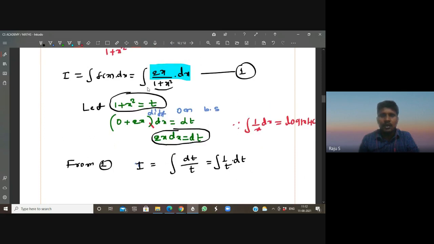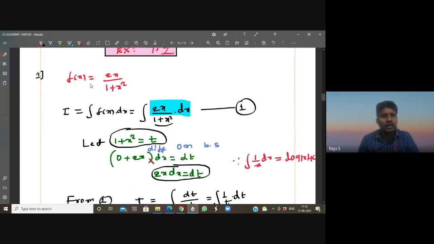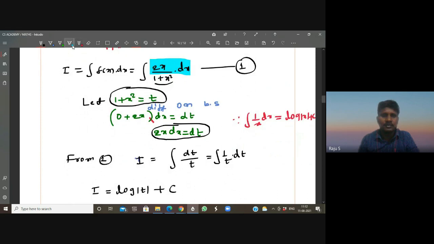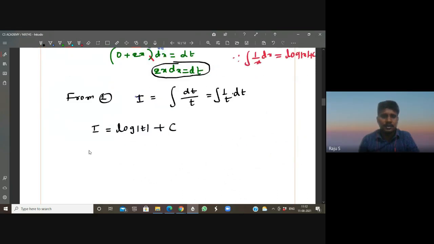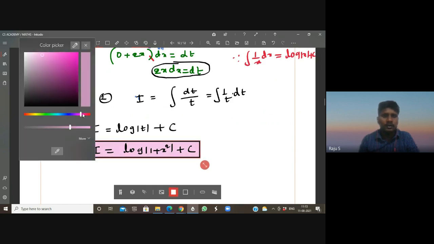Yes. See, now the given function is not in standard form. Equation 1 is not in standard form. But if I take 1 plus x square as t, and substitute all the values here, we get the standard form. It is the form of 1 by x dx, that is log x. So I is equal to, the answer is log mod t plus c. But see here, what about the question? The question is in terms of the x variable. What is the answer we require, in terms of the x variable or in terms of the t variable? In terms of the x variable. So at last you have to replace the t value. What is the t value, students? The t value is clearly 1 plus x square. That's it. So finally, I, the required integral of the given function, is log mod 1 plus x square plus c. So this is the required answer.